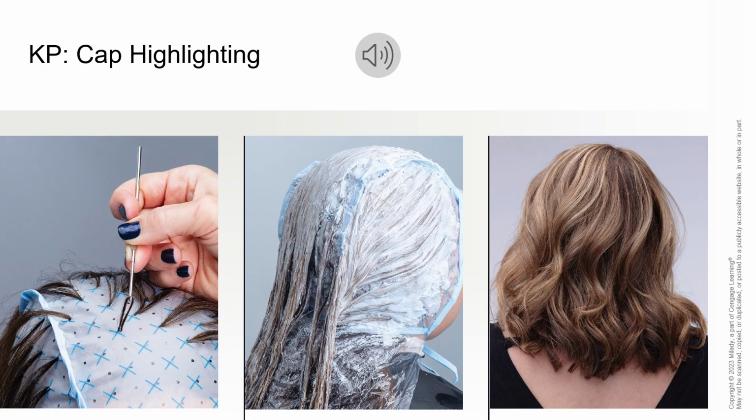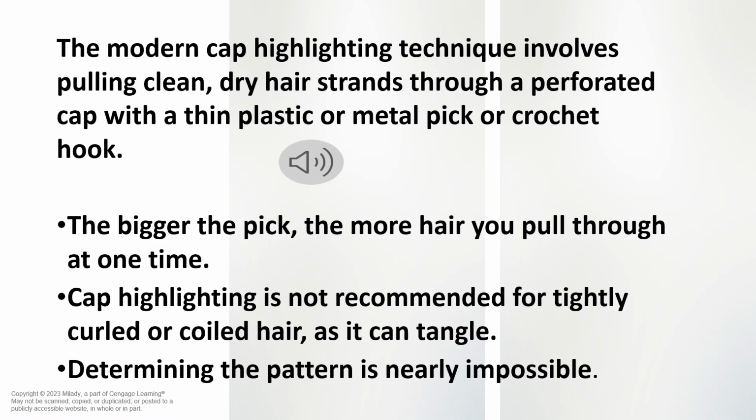Cap highlighting. The modern cap highlighting technique involves pulling clean, dry hair strands through a pre-forated cap with a thin plastic or metal pick or crochet hook. The bigger the pick, the more hair you will pull through at one time. Cap highlighting is not recommended for tightly curled or coiled hair as it can tangle. Determining the pattern is nearly impossible.